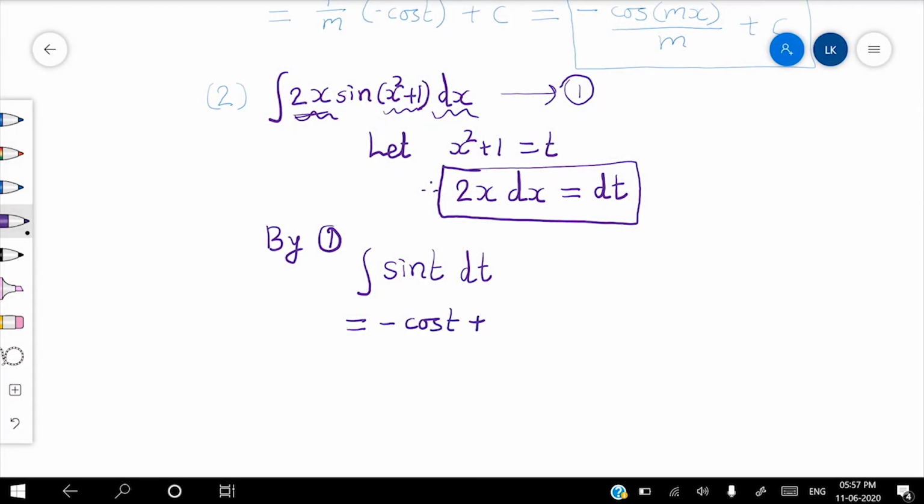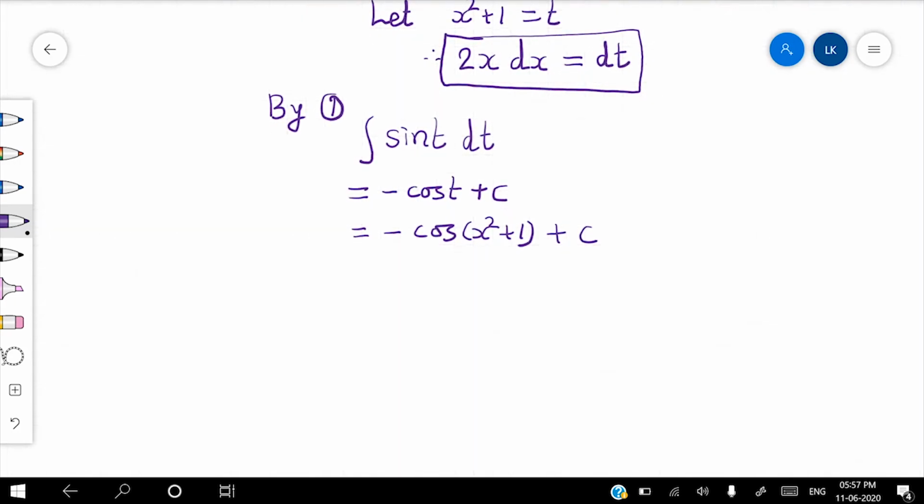Its integration is minus cos t plus c. Putting the value of t, that means minus cos of x square plus 1, plus c as it is. This is our answer. Clear? Can you do the third question yourself? Okay. Third, do yourself.